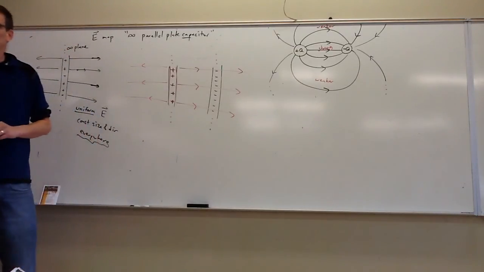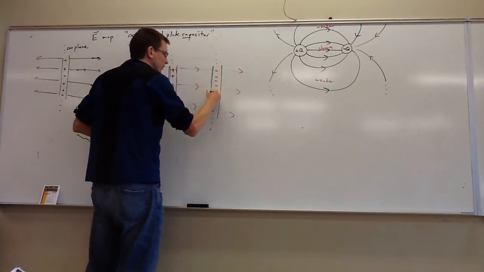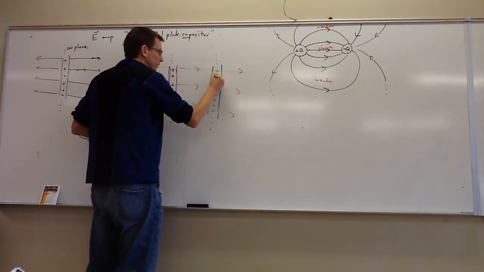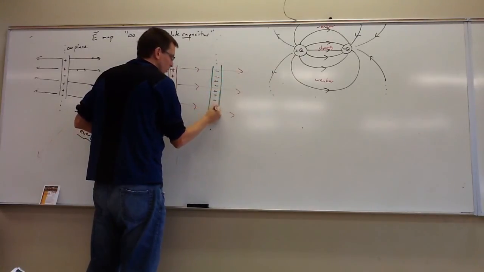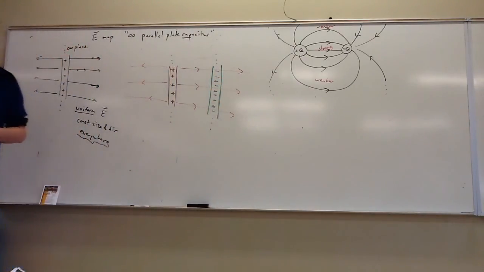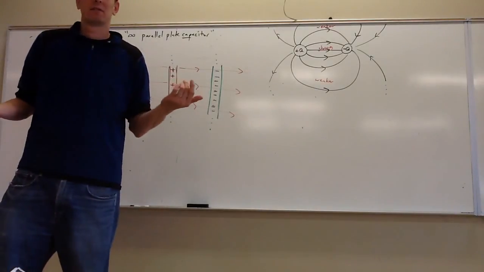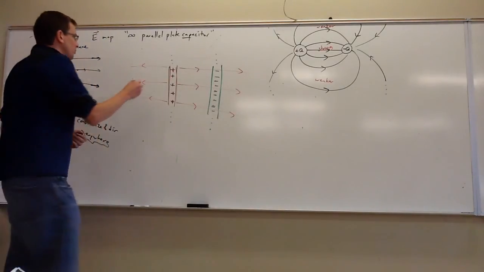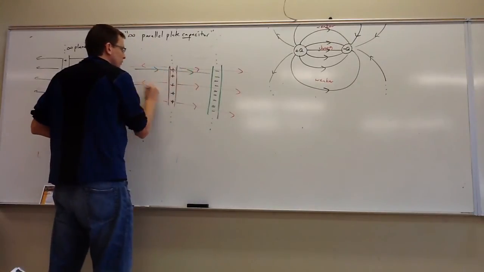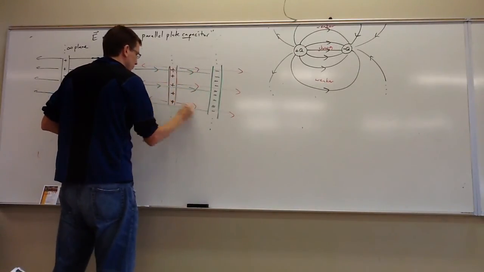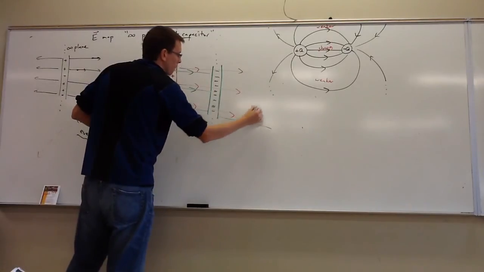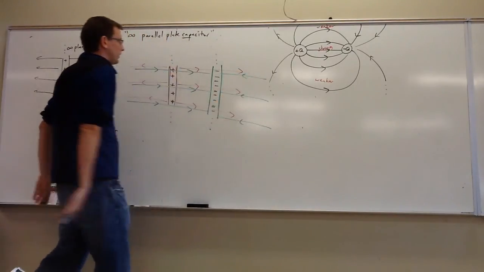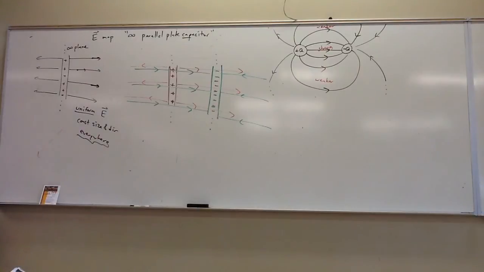And then I'll go ahead and do the negative infinite plane. I'll put that in green. What does the electric field look like for that? It's uniform as well, but towards it, instead of away. I can draw that. Looks like that.